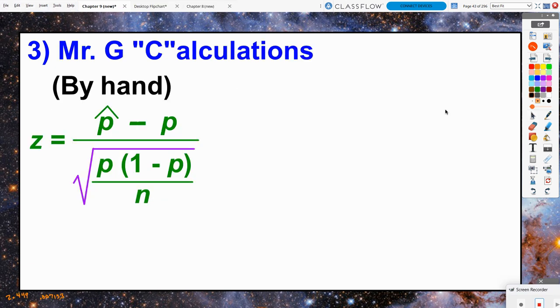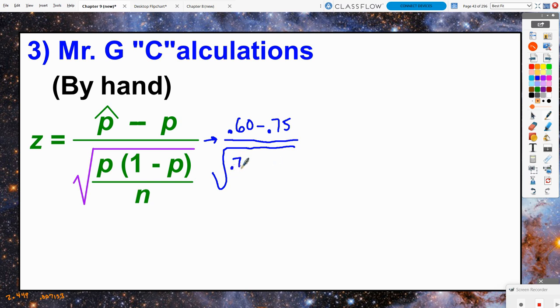So let's see what that looks like by hand now. Our sample proportion was what? 60%. Our claim was 75%. Automatically, if you look at this numerator, we're taking 60% minus 75%, so we're going to get a negative test statistic. And again, what does a negative test statistic mean? It means we're on the left side of the distribution, which is perfectly fine. So don't freak out when you get a negative value here.